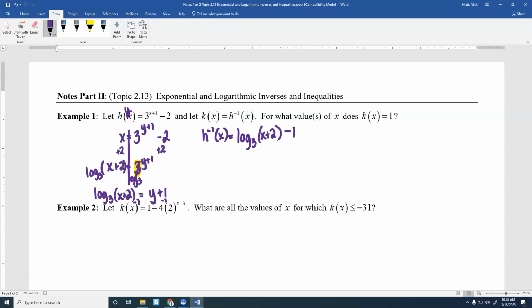I find it a little complicated, but AP uses this wording sometimes. They're telling you k of x is the inverse of h, so we could also just call this k of x, right? K of x and h inverse of x are the same. So if it wants me to find where k of x equals 1, so where the inverse equals 1, what should I do? 1 in the y spot. So now I got 1 equals log base 3 of x plus 2 minus 1.